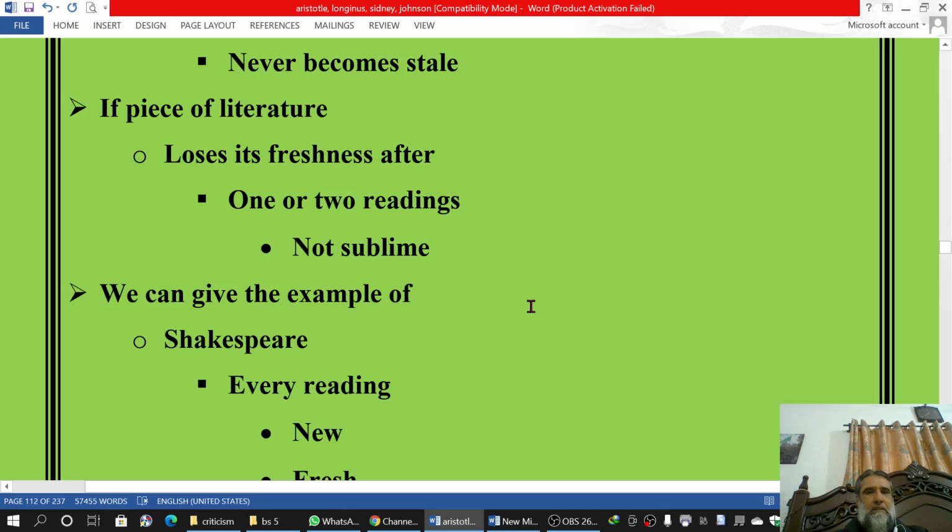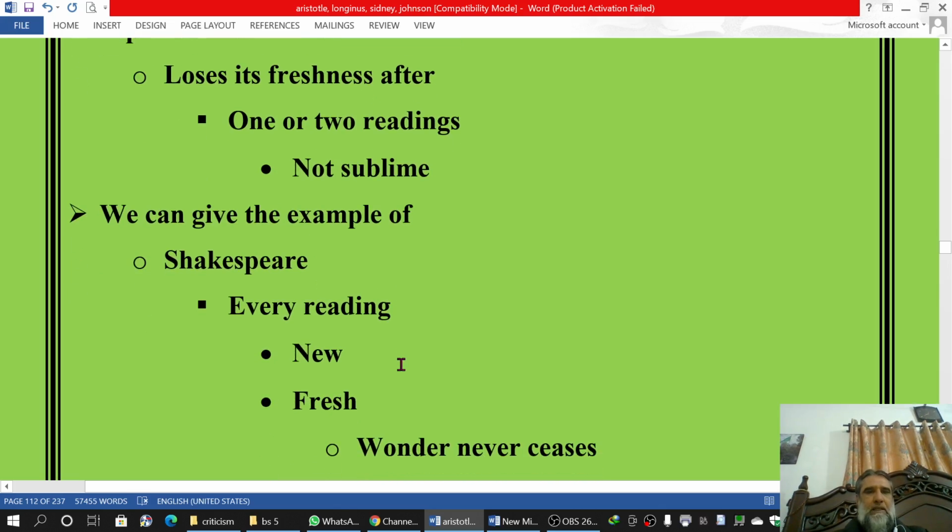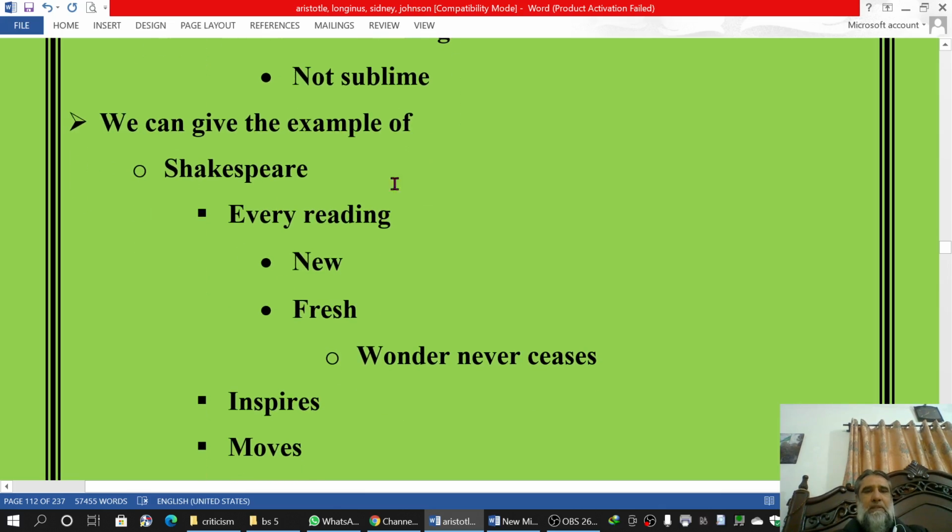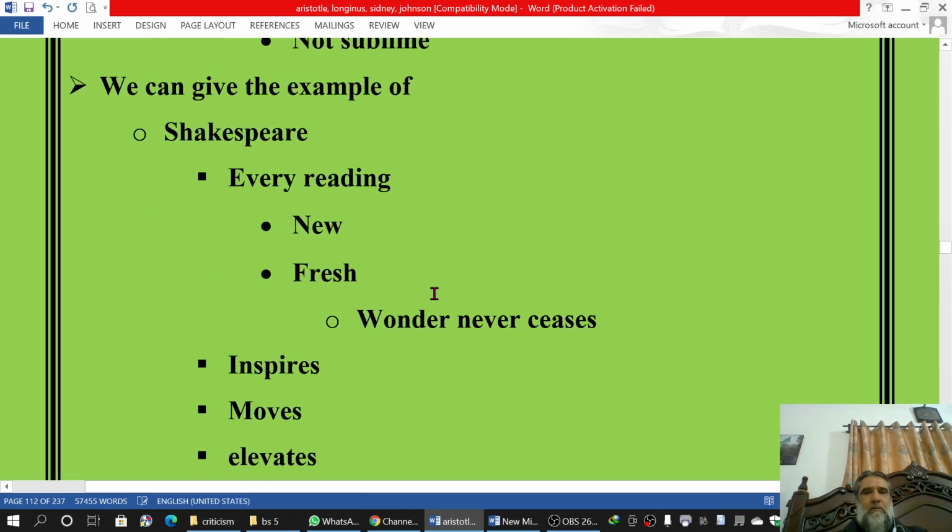In the Elizabethan age, we can give from that age the example of Shakespeare. This example, of course, could not be given by Longinus. He lived in the 3rd century or in the 1st century. But we can give the example of Shakespeare, that with every reading, he looks new, he looks fresh, and the wonders which his poetry, which his dramas contain, never cease or never end.